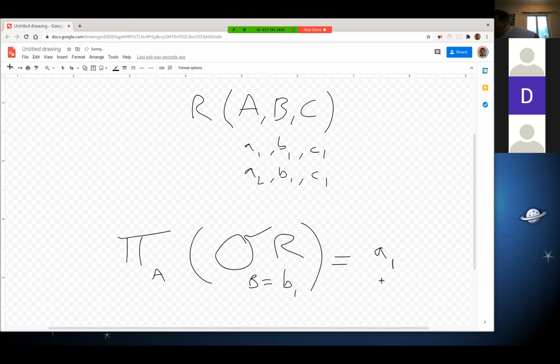So the full answer of this is going to be A1, A2. Now you can see that if B corresponded to country, and A corresponded to company name, we could say: select first the country equals Sweden, and then project out the company name. That will give us all the company names in Sweden, right? So that's how it would correspond to a real table, a real example.